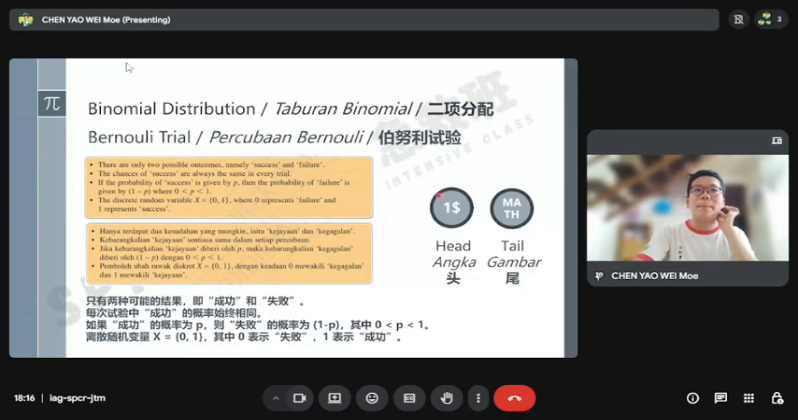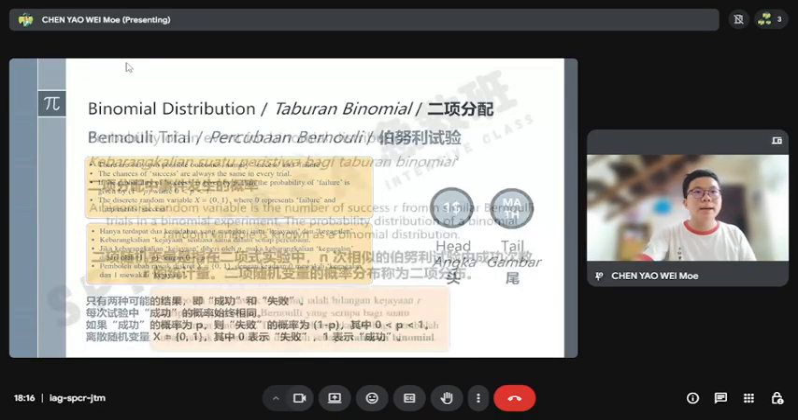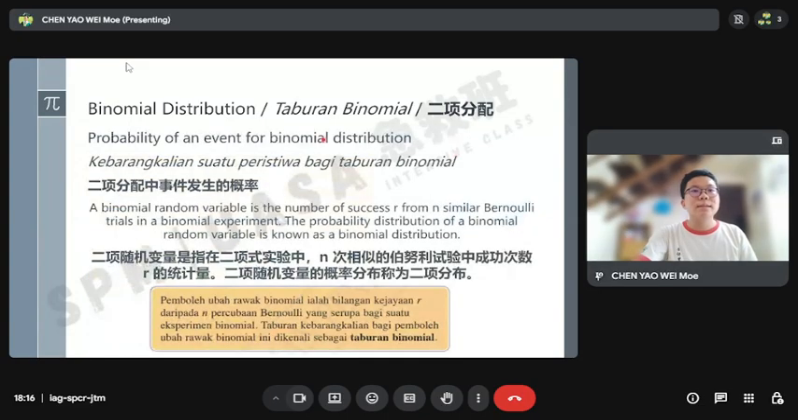Today we're using the Bernoulli trial to determine the binomial distribution, the probability of an event for a binomial distribution. Remember, here we are always in the discrete random variable, not in the continuous random variable. A binomial random variable is the number of successes R from n similar Bernoulli trials in a binomial experiment. The probability distribution of a binomial random variable is known as a binomial distribution.